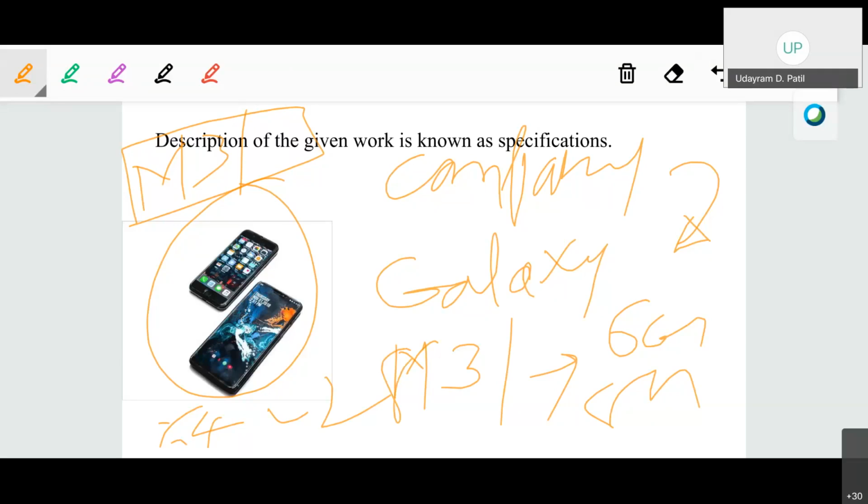So to fix whatever mobile I'm using, I will need all of this particular information about this mobile, so that I can put up the cost of that particular mobile.